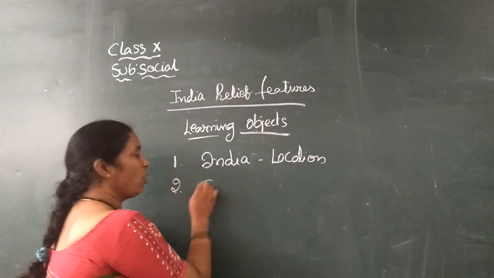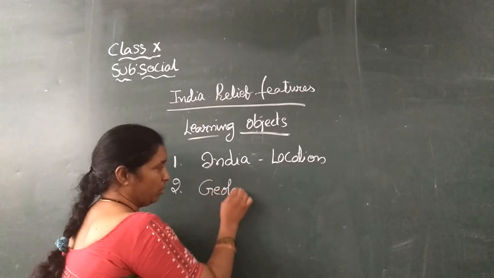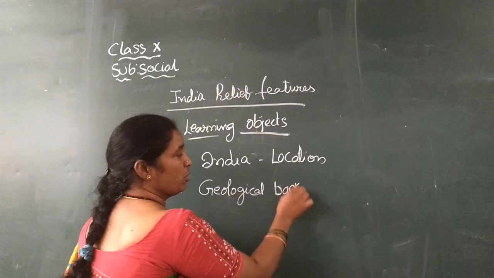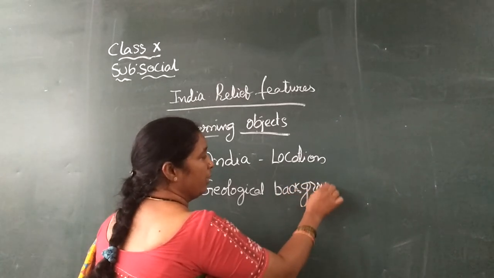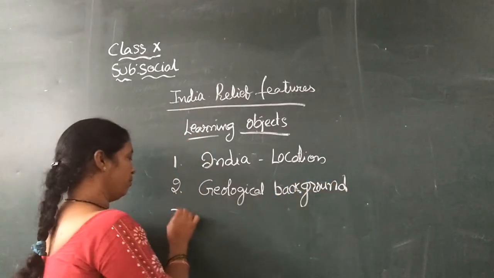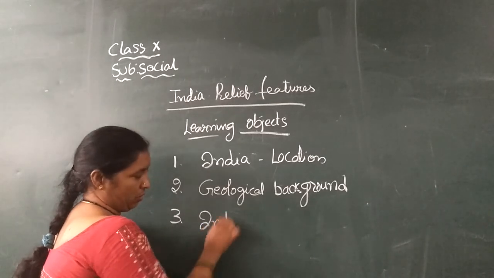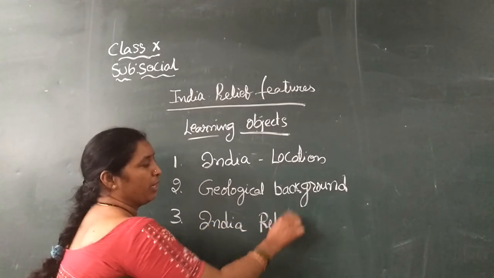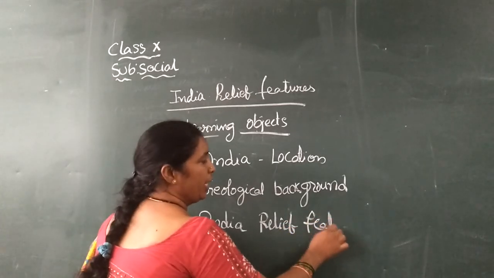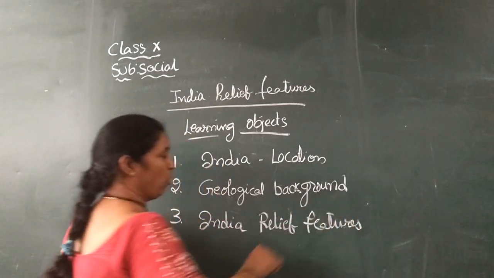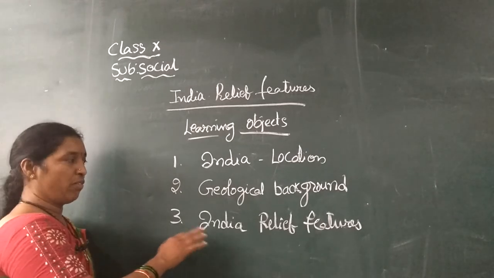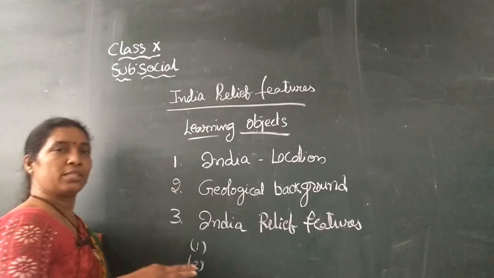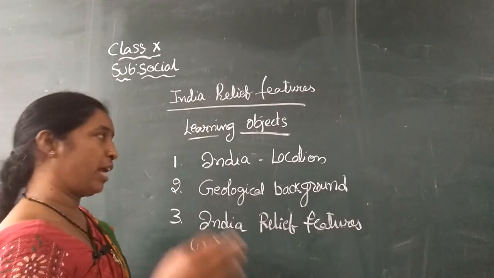Second is the geological background of India, how it formed and all. And next we have India relief features. What is meant by relief? It's based on the surface and all. India is divided into 6 relief features, with 6 different landforms.